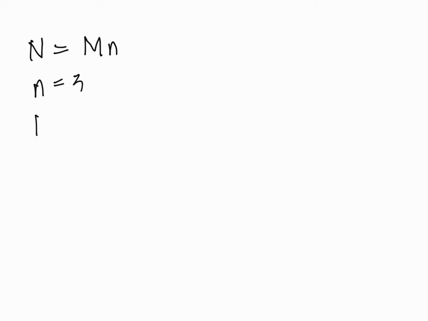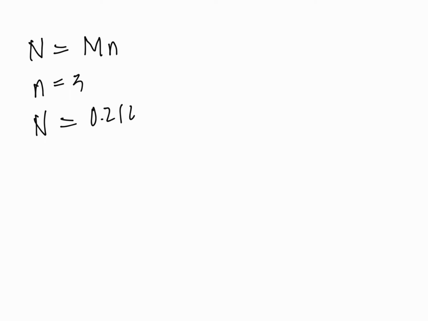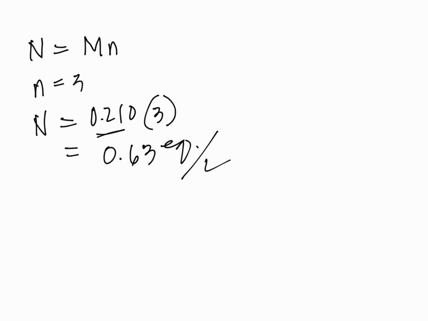So to get the normality using this formula, you have 0.210, which is the molarity, the capital letter M, and then you multiply it by 3. So if we calculate it, that's 0.210 times 3. The normality is 0.63 equivalents per liter, the volume of the solution.